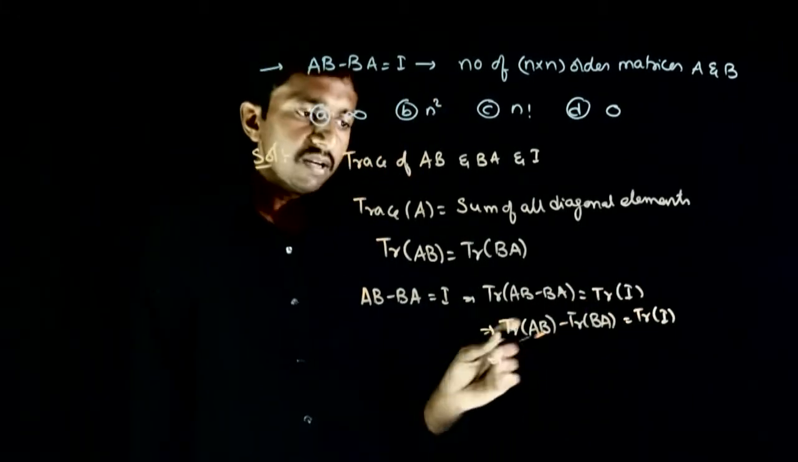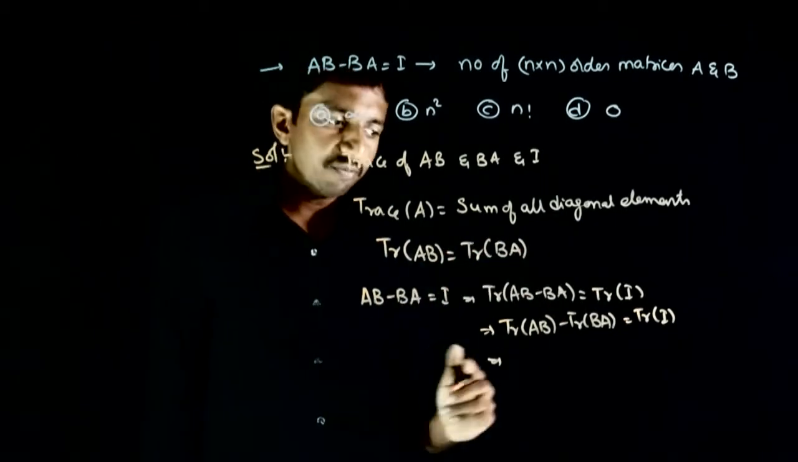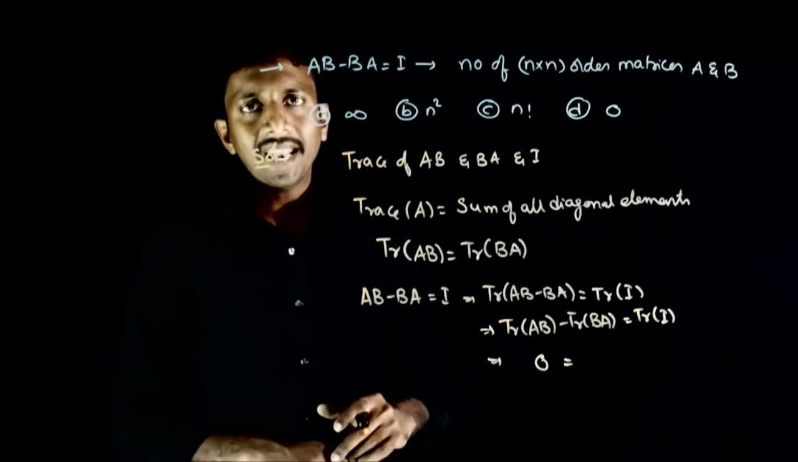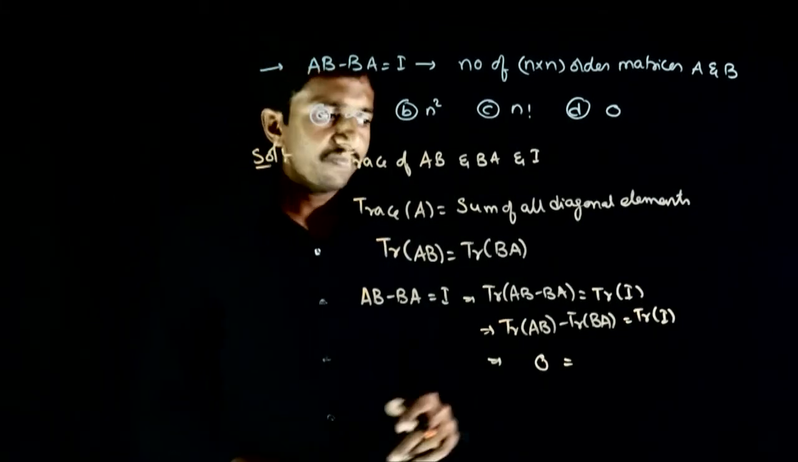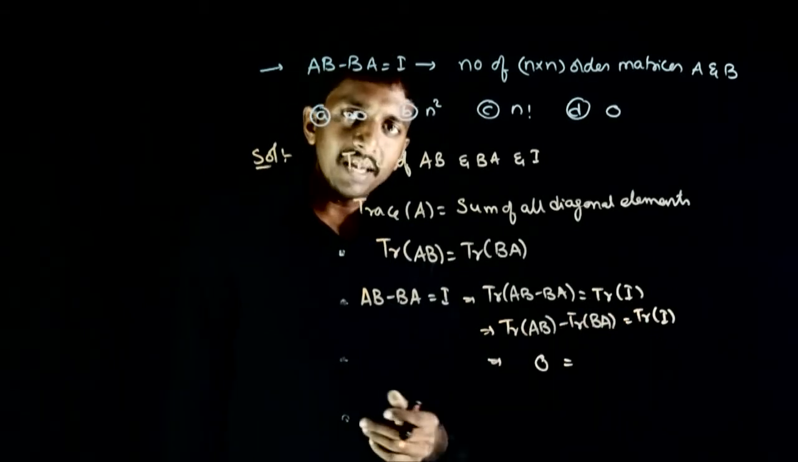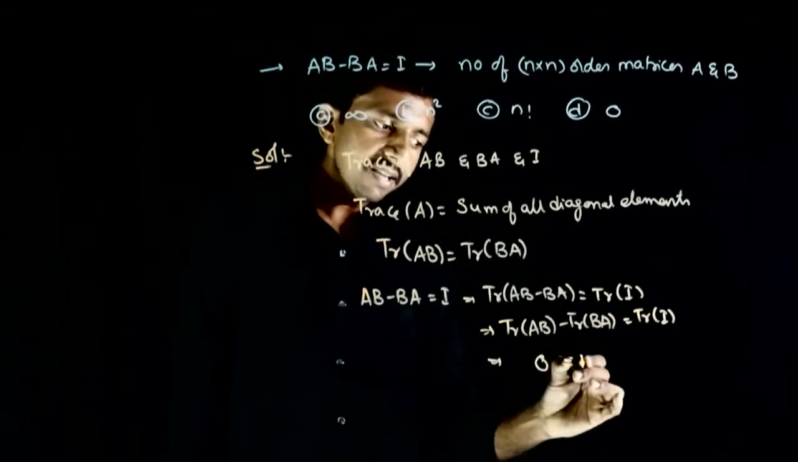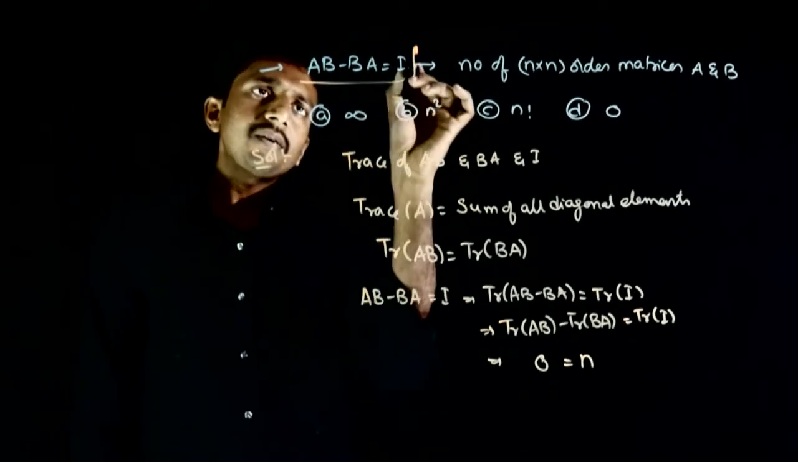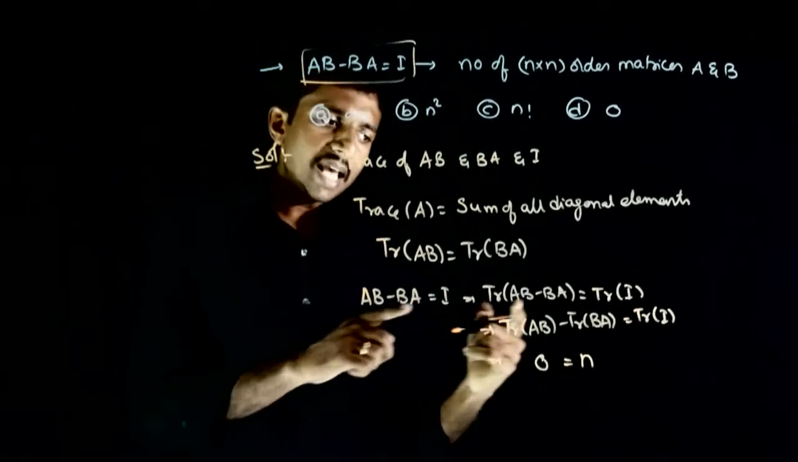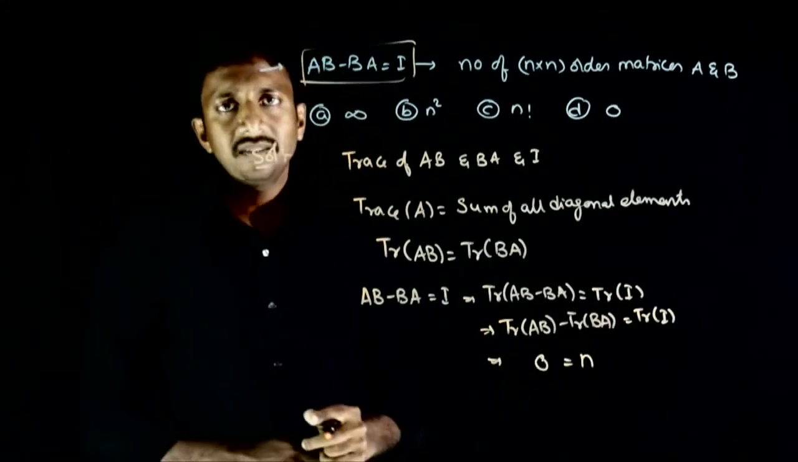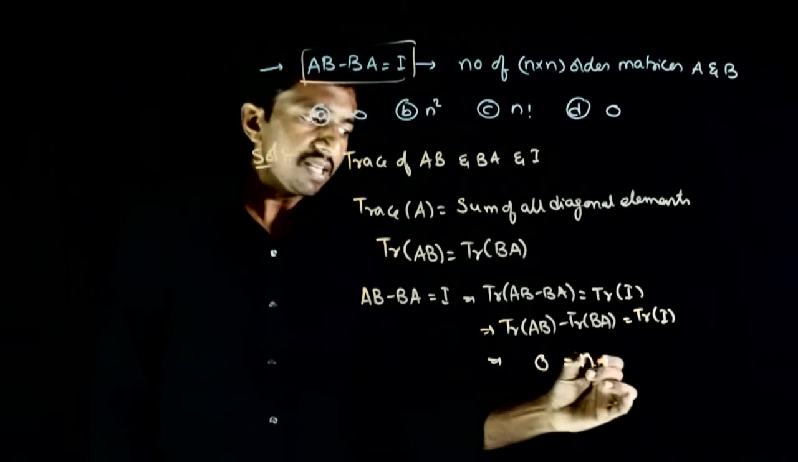This implies, but we know that trace of AB is equal to trace of BA. So this is 0, and that is equal to, what is the trace of an n by n order I matrix? I ka matlab hai, all the diagonal elements are 1. We have an n by n matrix. So what is the trace of I, which is n? So aapko dekh sakte hai, if this equation is valid, then this has to be valid, then this has to be valid. So this has to be valid. 0 is equal to n, which is a contradiction.